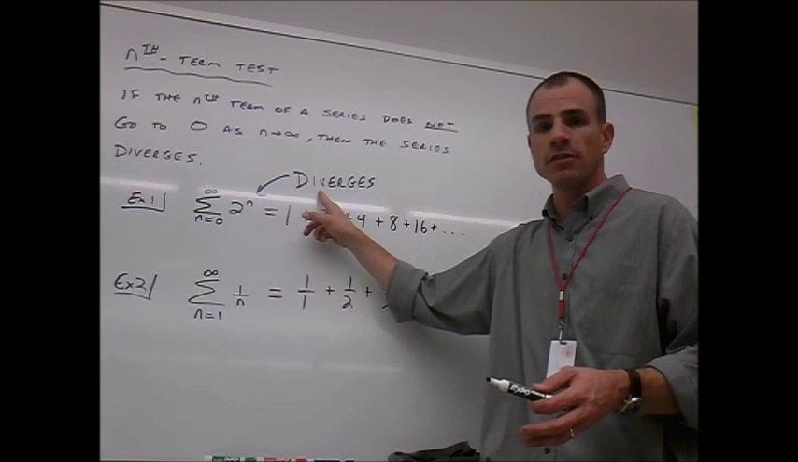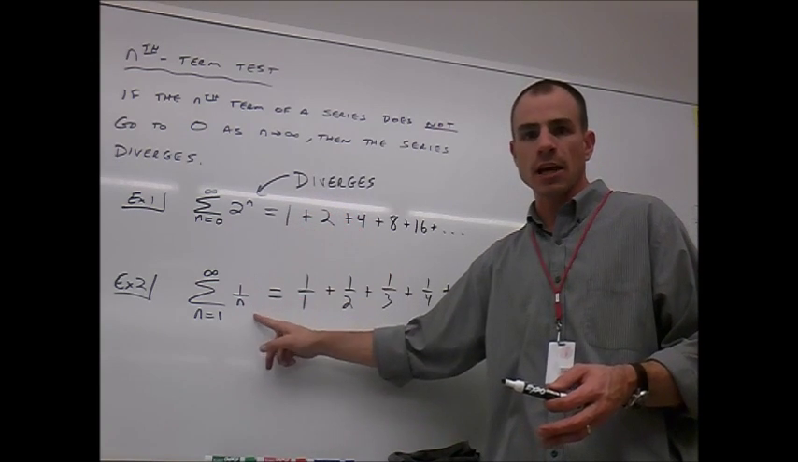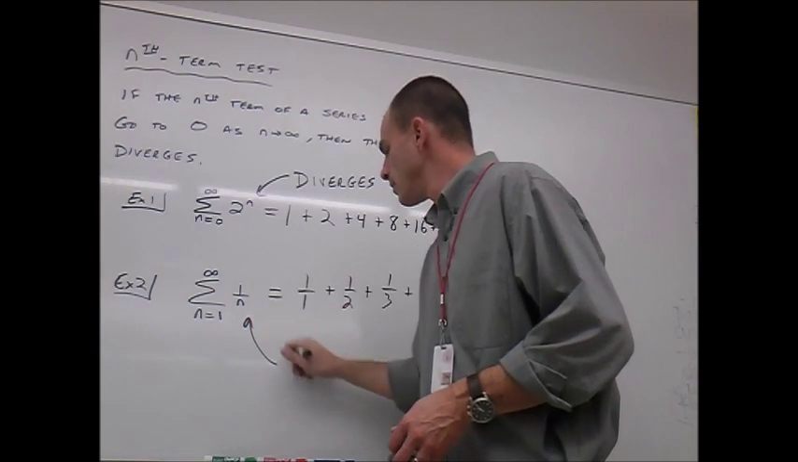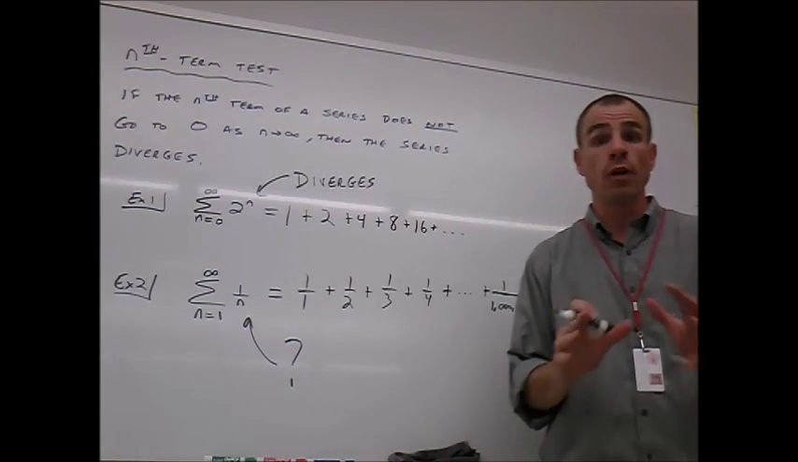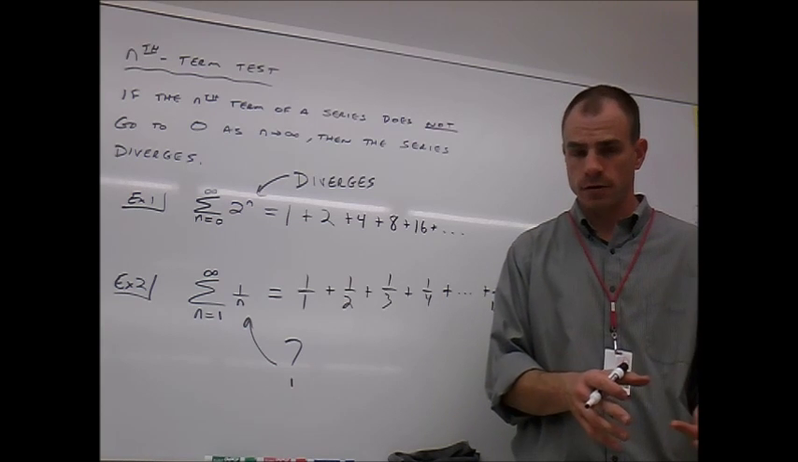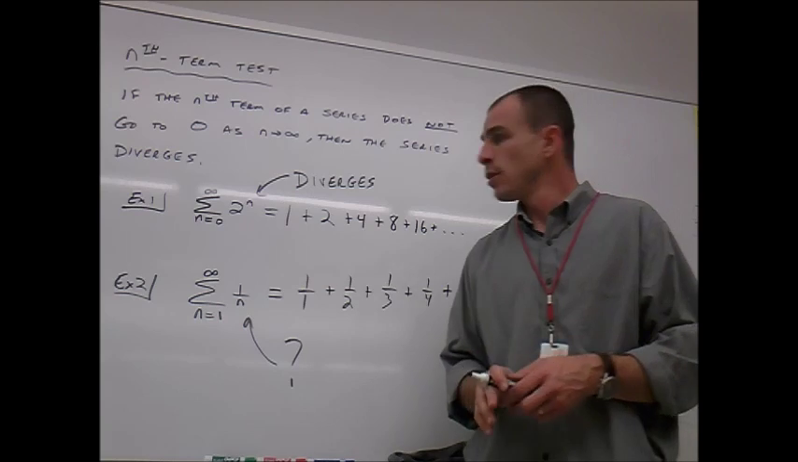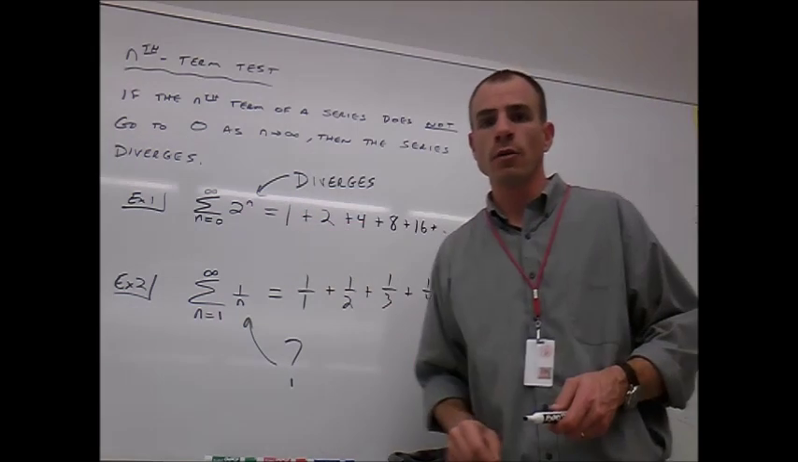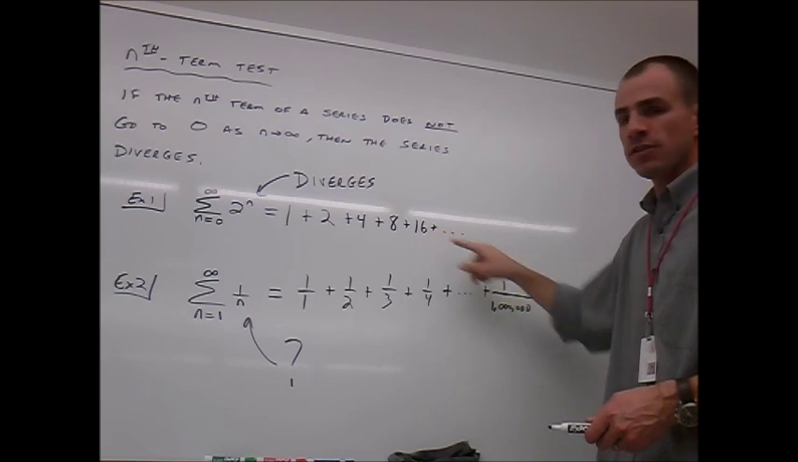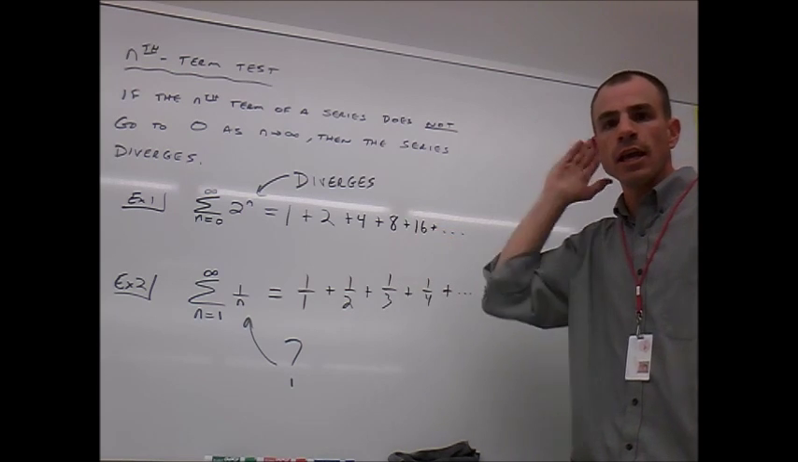It can definitely tell us divergence. It cannot guarantee convergence. All right, so right now, with 1 over n, we don't know. We don't have enough information. Okay, it might diverge, it might converge, but we don't know. Whereas with this one, we definitely know it diverges, and it's all because of whether or not you get 0. If you don't get 0, it will diverge.